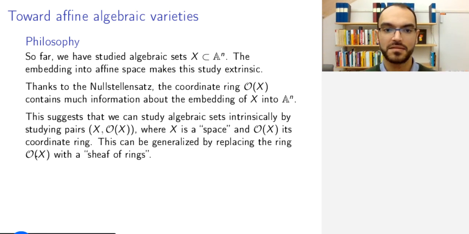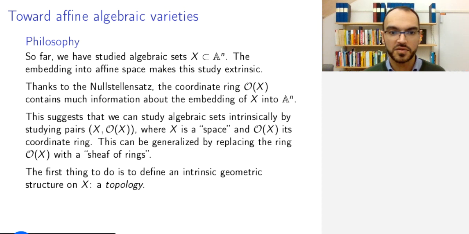But this comes later. And so the first thing to do is to define what it means to be a space. We need some sort of structure. X cannot be just a random set, because we want to do things like closed subsets and so on. And so we need an intrinsic geometric structure on X, and that is a topology. And this will be what we will deal with next time.